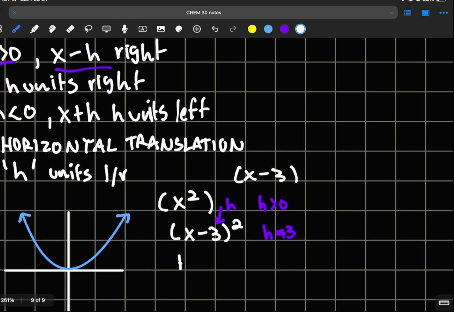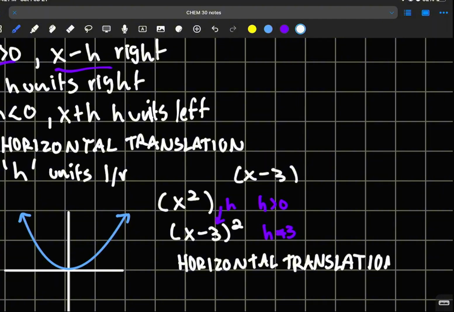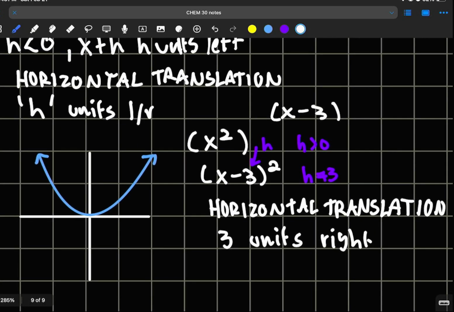So h units right, we have a horizontal translation, h units, so 3 units, right? So every point on the graph y equals x squared is going to be moved 3 units to the right. So instead of our vertex being at 0, 0, it's now going to be at 3, 0, so somewhere over here. And every point is going to be moved 3 units to the right. So we're effectively just shifting this whole entire graph 3 units right. The purple would be y equals (x minus 3) squared.